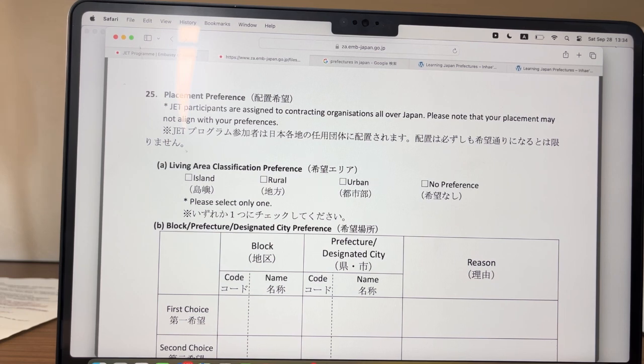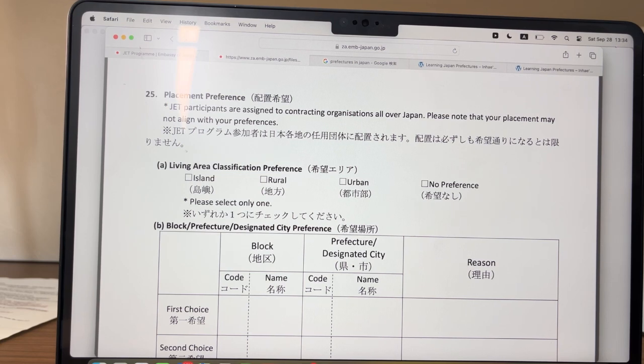So number A, living area classification preference. If you want to stay at an island, you can choose island. If you want to stay in the rural, you can choose rural. If you want to stay in a city, then you choose urban. City girls, we see you, so make the right decision.